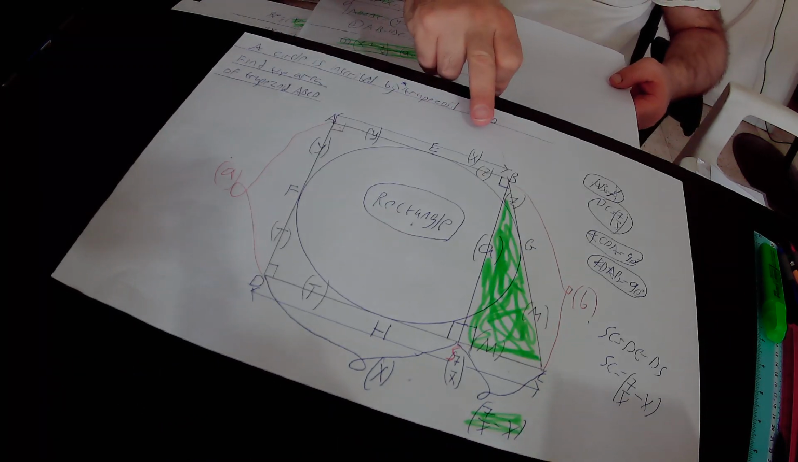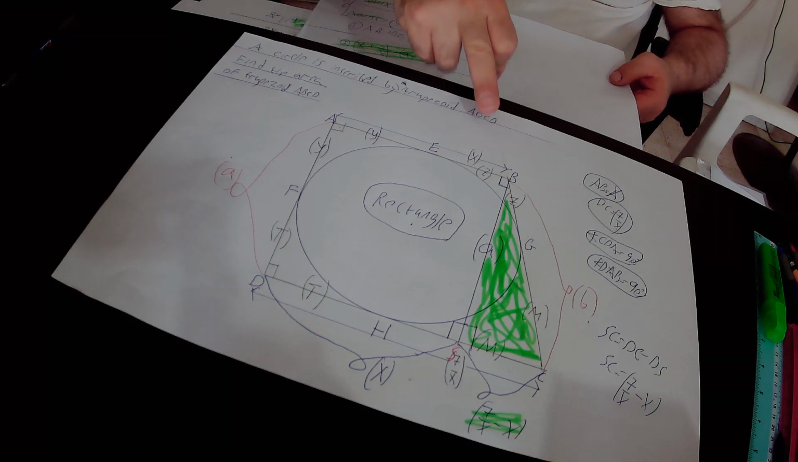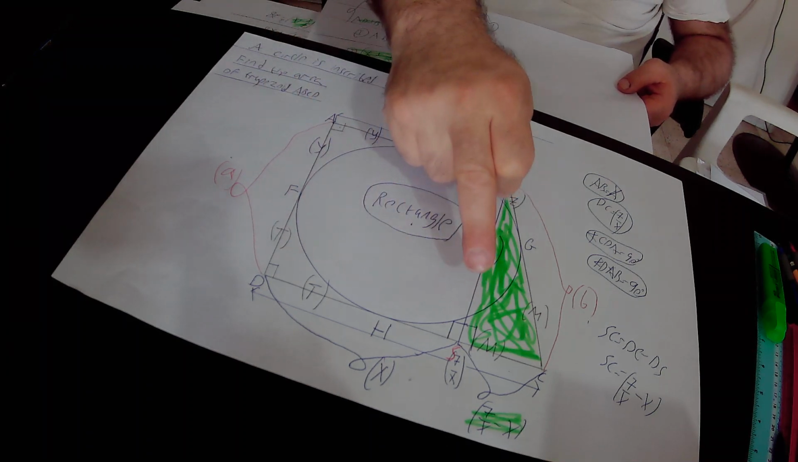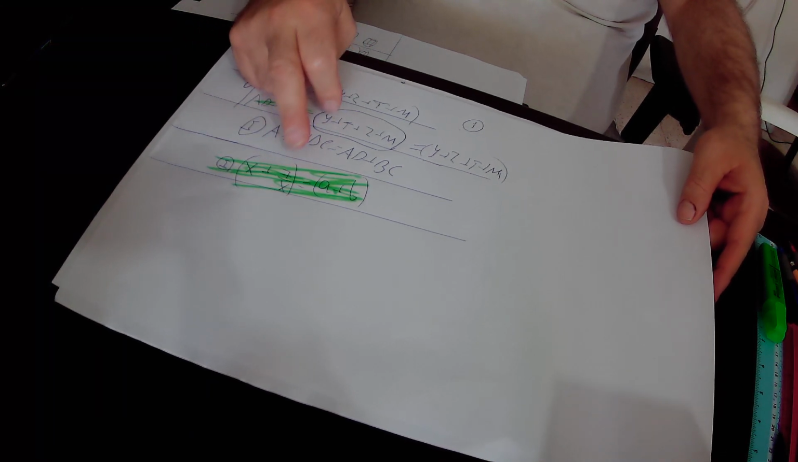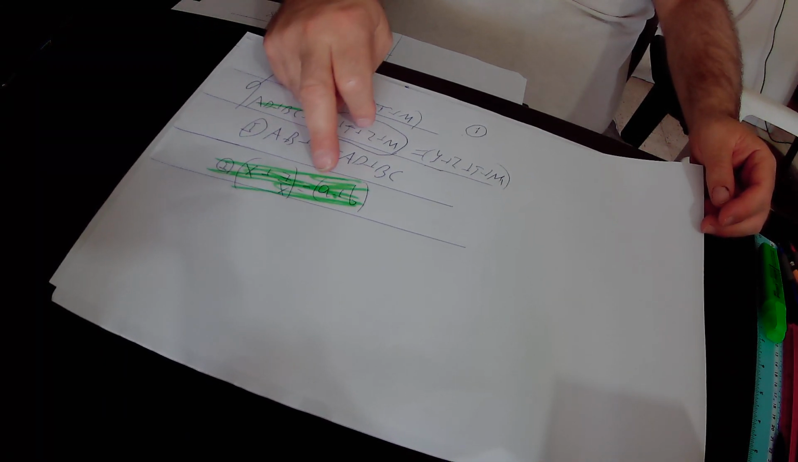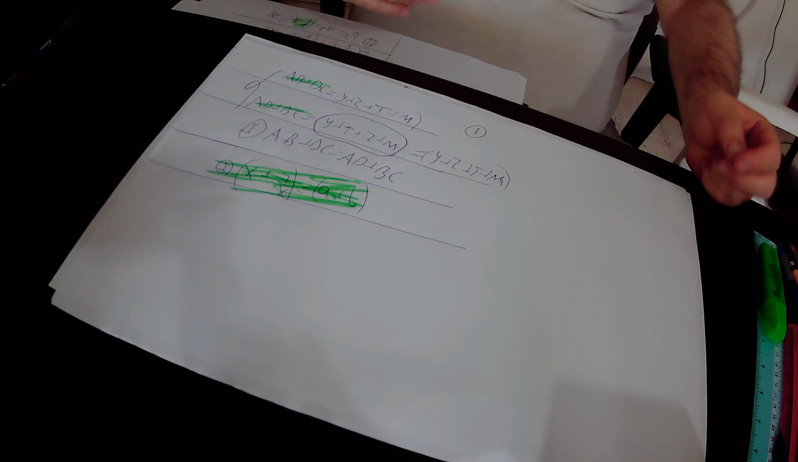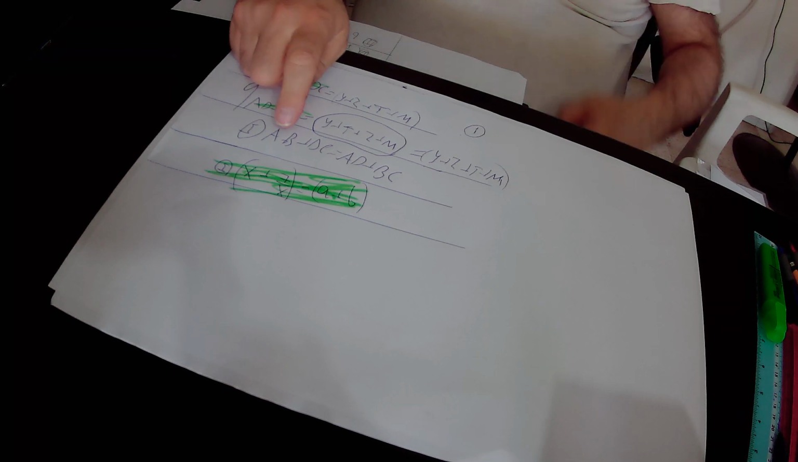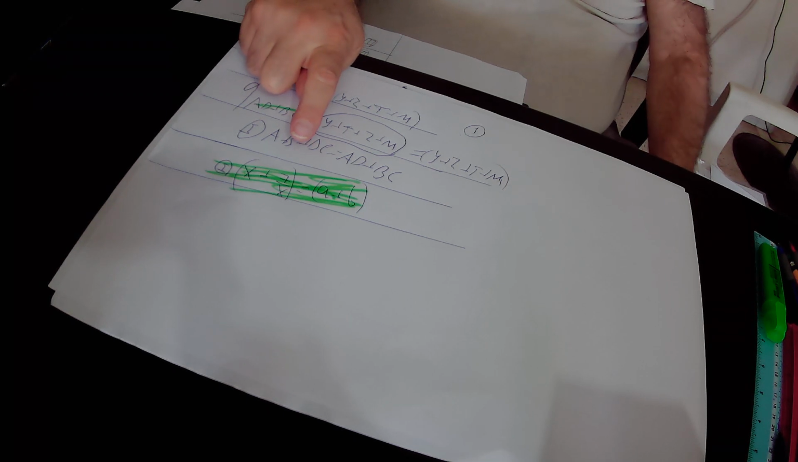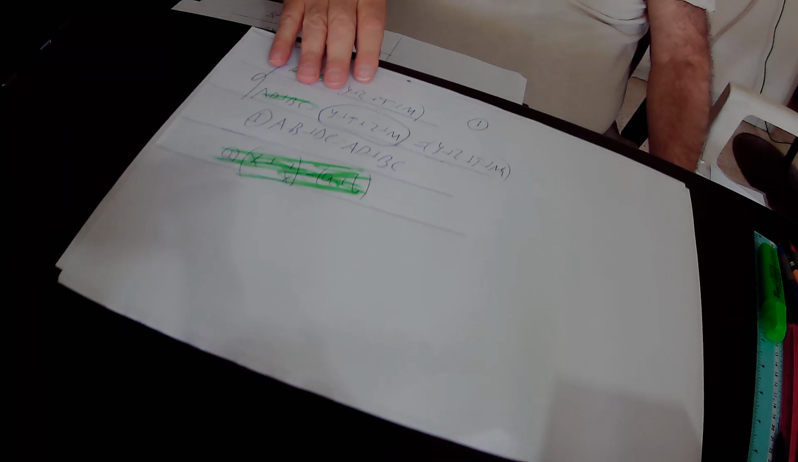AB is x, given by the equation. DC is 7 over x. AB is x, DC is 7 over x. AD is A and BC is B according to our definition. So in conclusion, according to equation 1, x plus 7 over x equals A plus B.